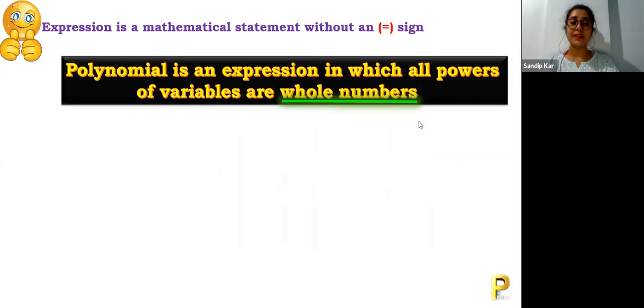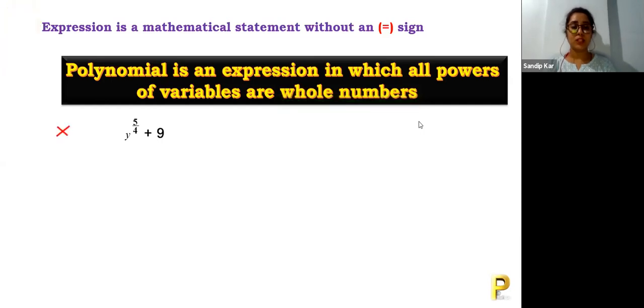So, a polynomial is an expression in which all powers of the variable... Now, I've already told you what a variable is. Variables are the alphabets. They should have powers which are whole numbers. I'll be giving you a variety of examples, so you'll be very clear about what polynomials are. So, y to the power 5 by 4 plus 9.